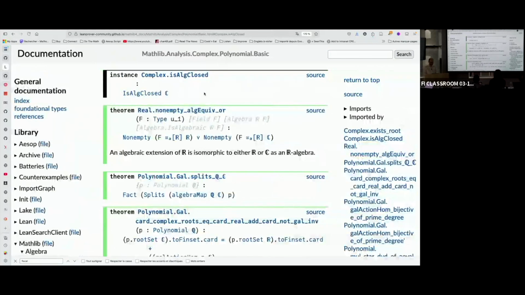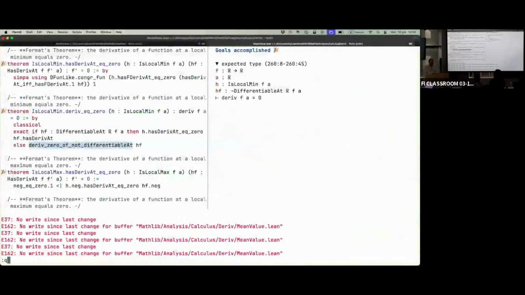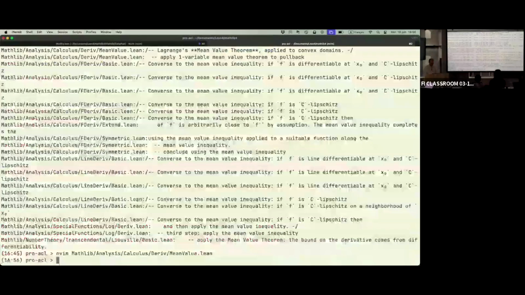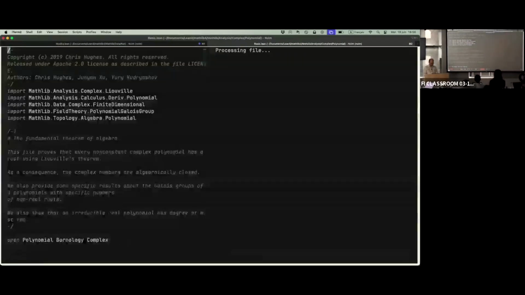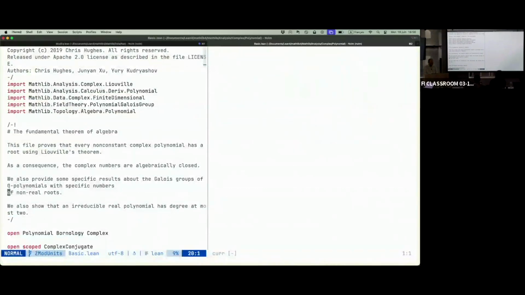Okay, so let's try to go there. Mathlib, analysis, complex, polynomial, basic. The file is fully devoted to that. So it's the fundamental theorem of algebra, which, as it should, is in the analysis section of Mathlib.